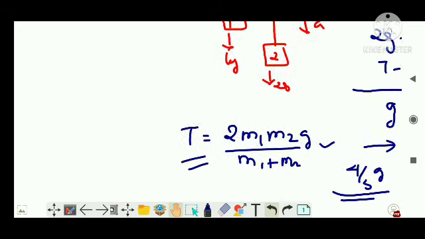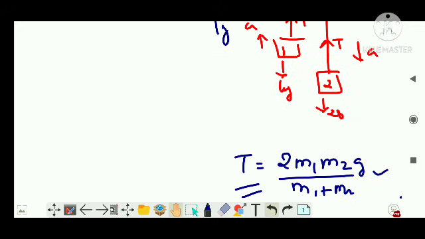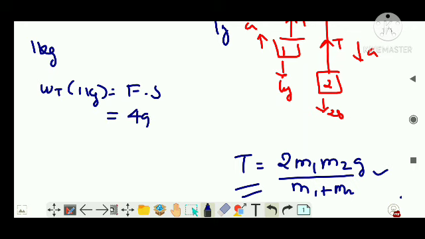So we'll do the work done by tension. Let's say work done by tension on 1 kilogram is equal to force into displacement. Here the force will be tension, which is 4g by 3, and what is the displacement? 3 meter, so it will be 40 joule, right? Because here the acceleration is in upward direction. Clear? And the displacement is in the same direction as that of the tension, right? Tension is upward, displacement is also upward.